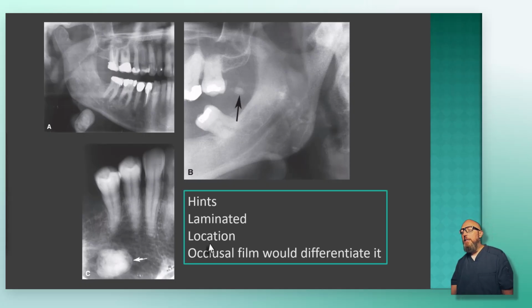If I gave you the hints, that probably would have helped. Laminated, location, an occlusal film, especially in this one, would really differentiate it. You could see that it's not attached to bone, so it's not an osteoma, not just a dense bone island, but it's something actually in the soft tissues, and that helps you tell that this is a sialolith.